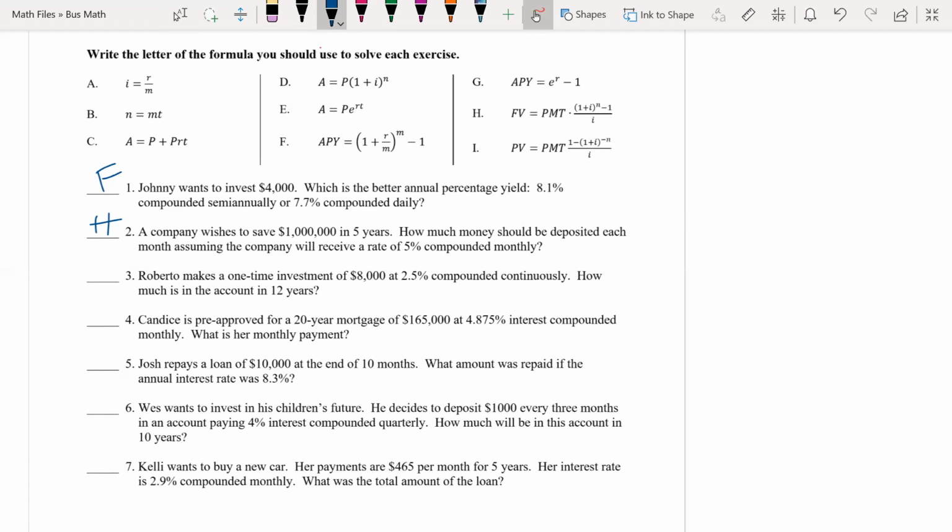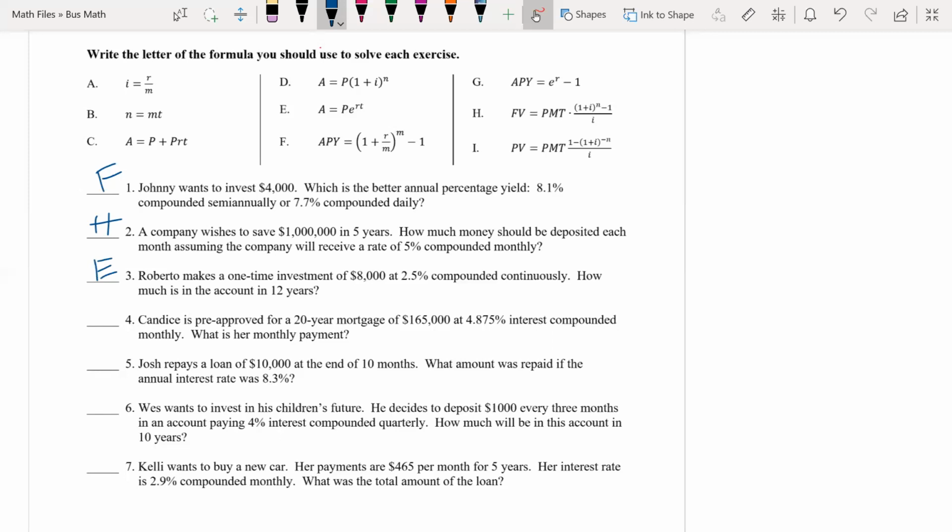Okay. 3, Roberto makes a one-time investment of $8,000 at 2.5% compounded continuously. How much is in the account in 12 years? So we are compounding continuously. So that's our best friend, PERT. So this is going to be E.